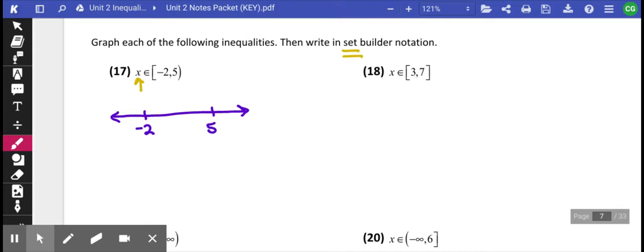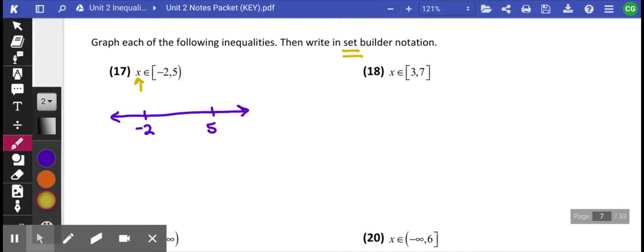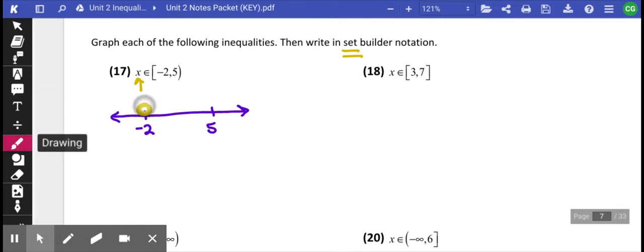So notice that we have a closed bracket on the -2. If that's a closed bracket, I'm going to use a closed circle. Open circle on the 5 because of the parenthesis, and I'm going to shade right in between there.